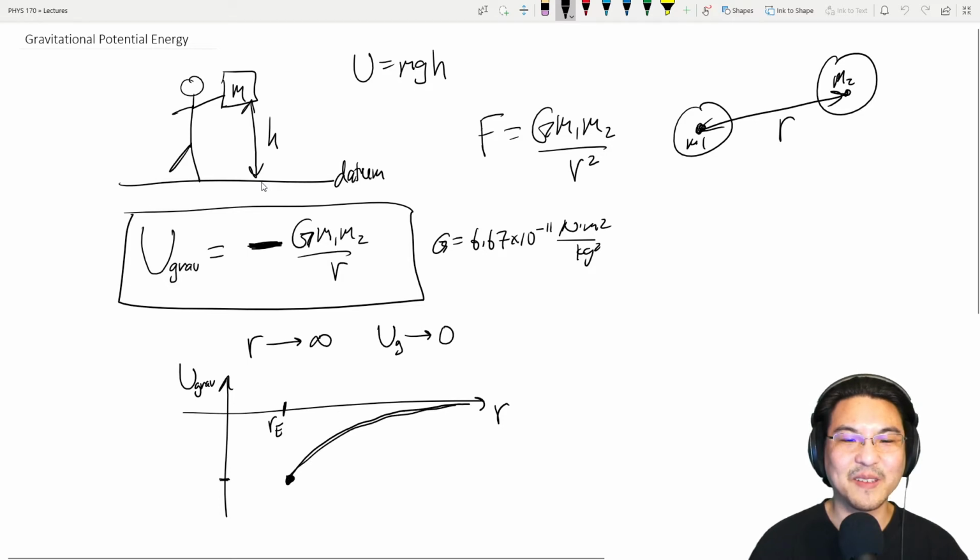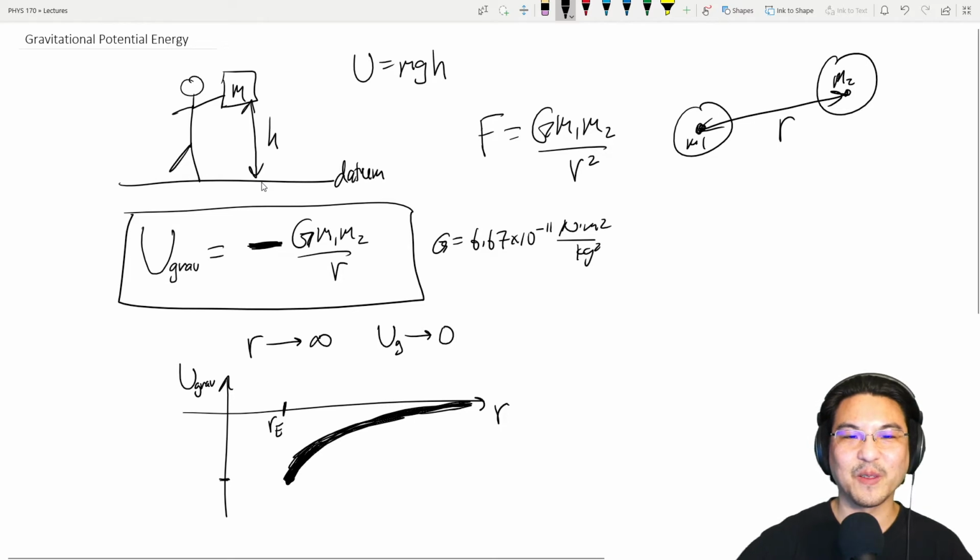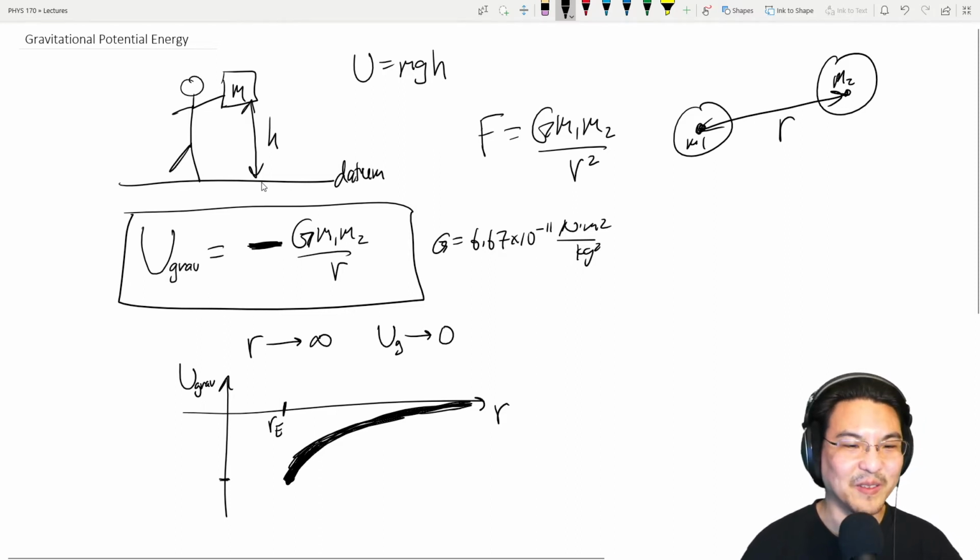It's always negative, the gravitational potential energy, but then it approaches 0 as you get infinitely far away from the Earth. Okay, and that's if you're at the surface of the Earth or farther. When you're inside the surface of the Earth, that's another function which we can talk about at another time. I'll just tell the answer. It looks like this.